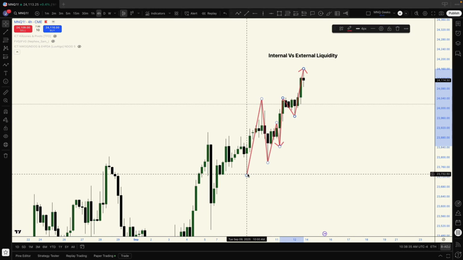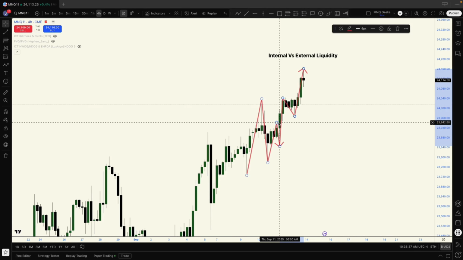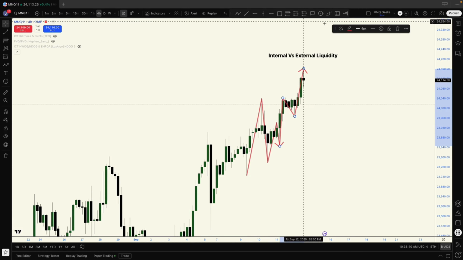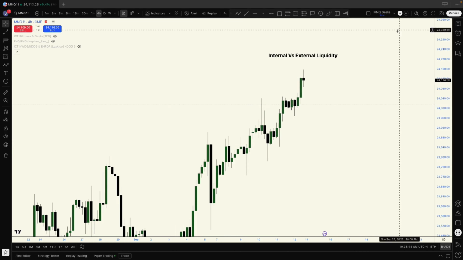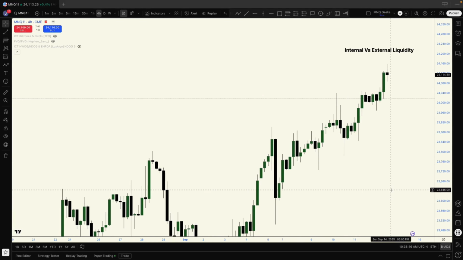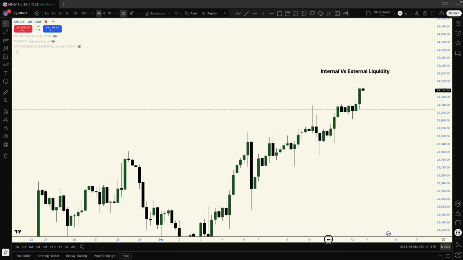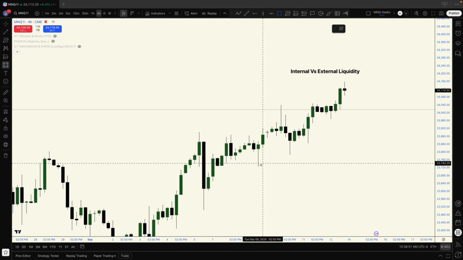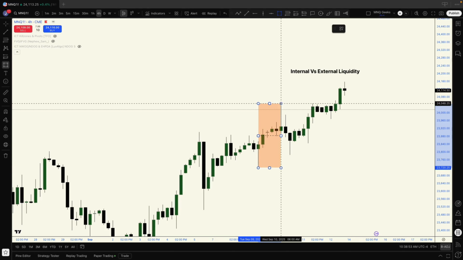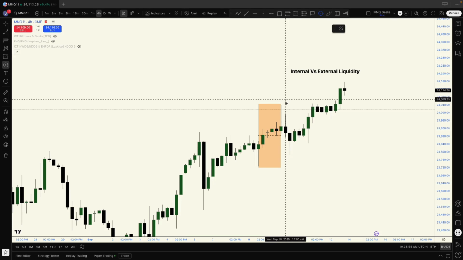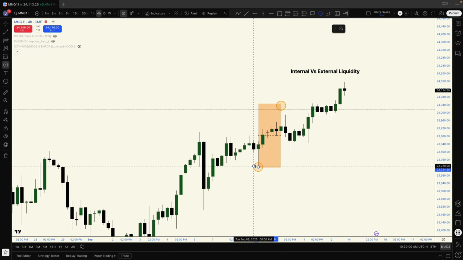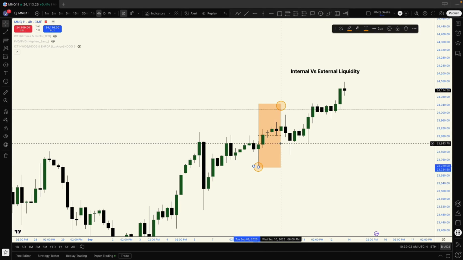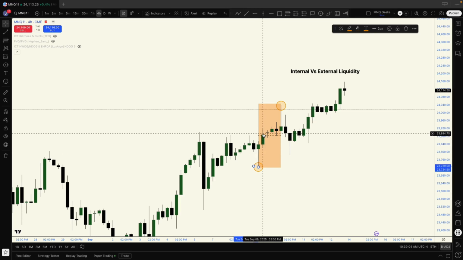Obviously we have these swing highs and these swing lows. These points are going to be our external liquidity because they're liquidity from the higher time frames. So let's say we want to zoom into maybe this range, from this swing low to this swing high. Let's mark this out, this low and this high. Let's look at this range specifically on a 15-minute time frame.